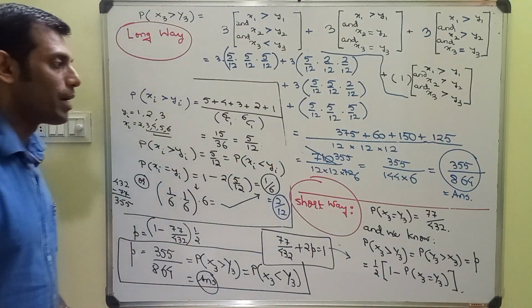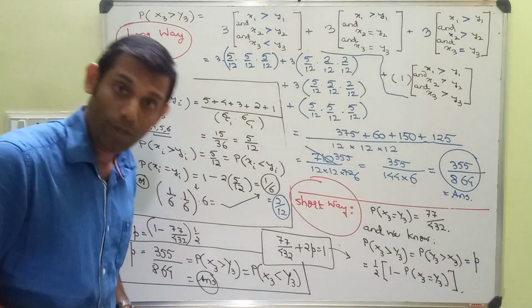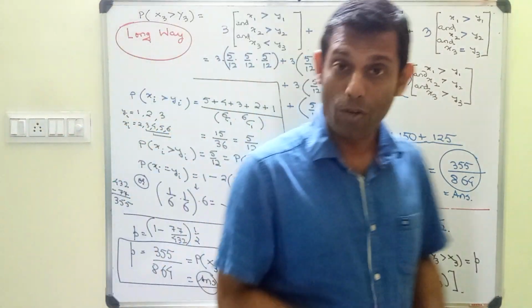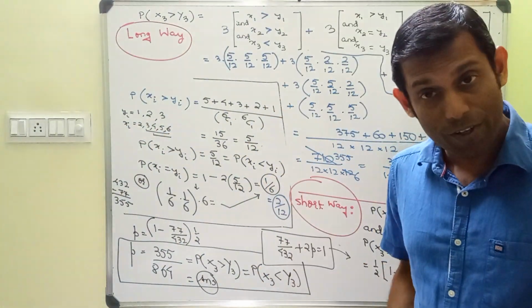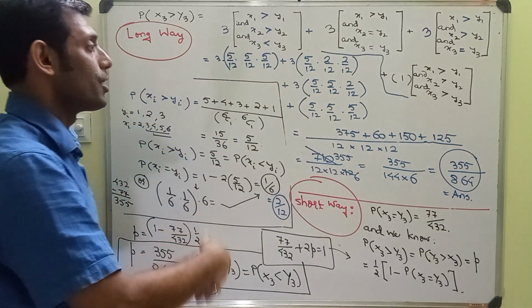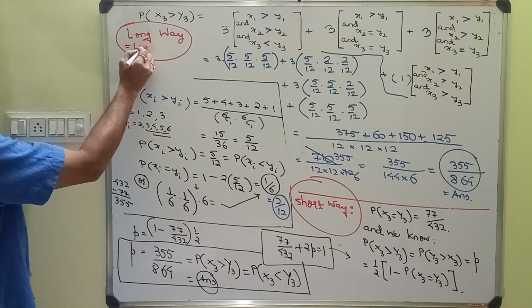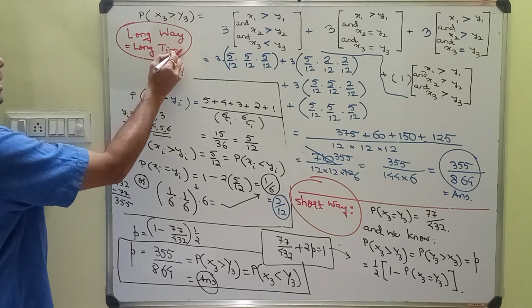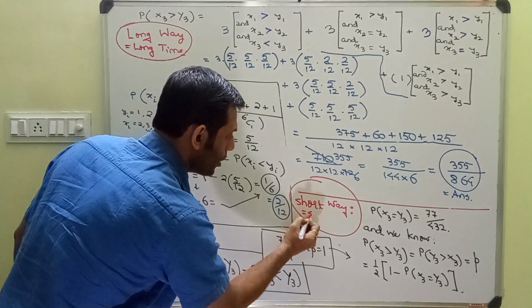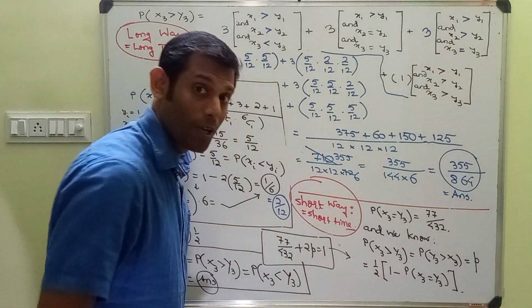And that answer by the long way is the same answer as the short way, and that means we can solve a probability question the way we want. But what matters is method. When method is long, it takes a long time. This long way equals long time, and this short way equals short time.